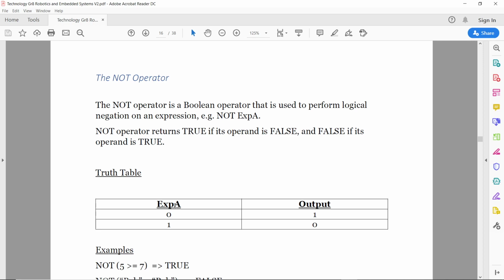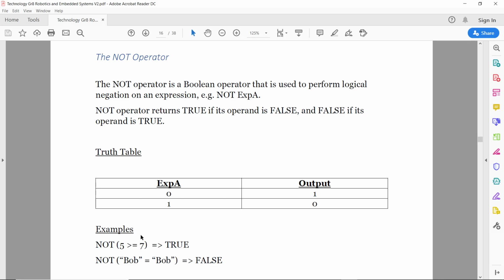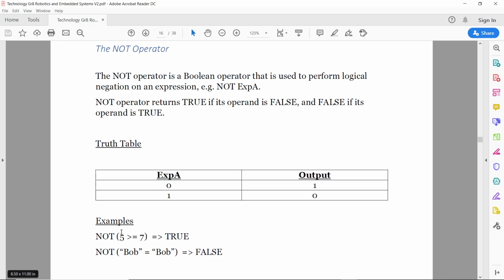So here's the truth table. Note there's only one input here, not two. Like with the AND and the OR, we had expression A and expression B. Here we've got one input and we flip it over. So a false input becomes true on the output, and a true input becomes false on the output. So that's all it does. So here's two examples. 5 is greater than or equal to 7. We know that that is false, because 5 is not greater than or equal to 7. So the answer to that is false, and not false is true.